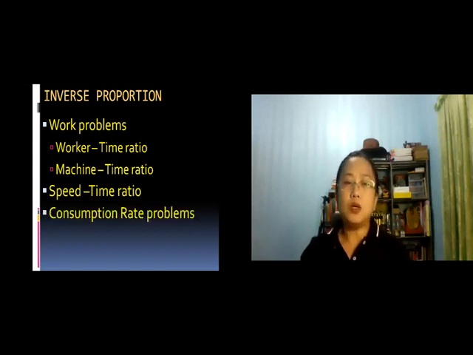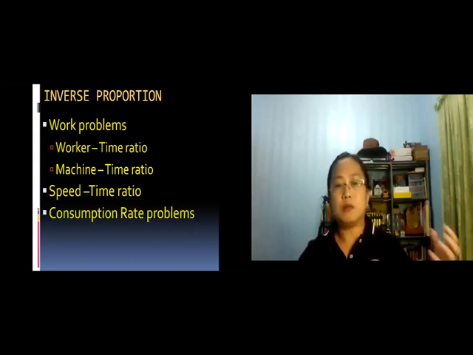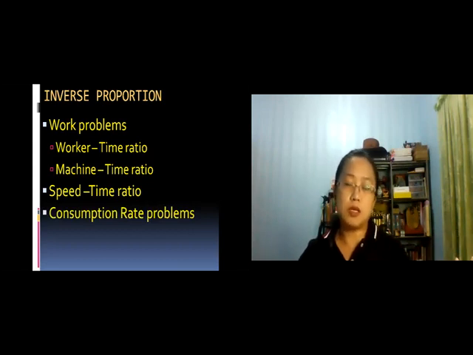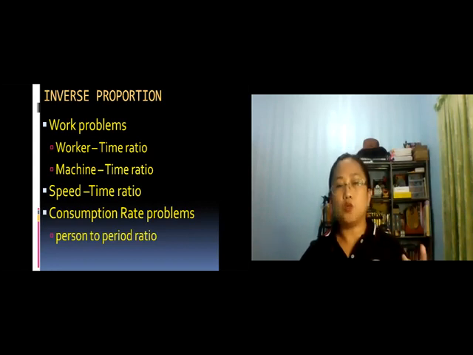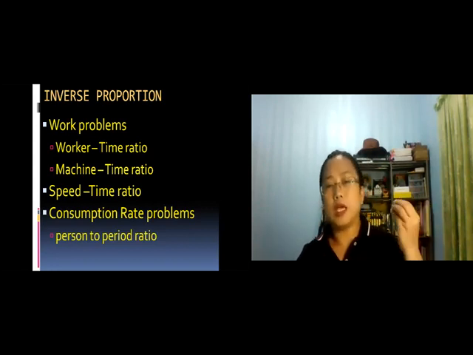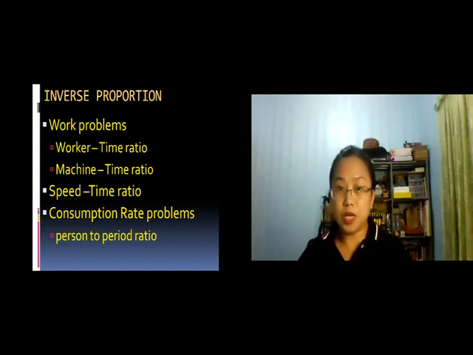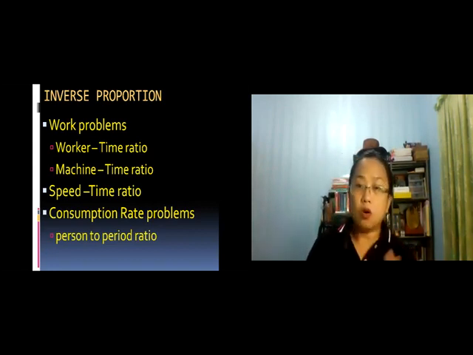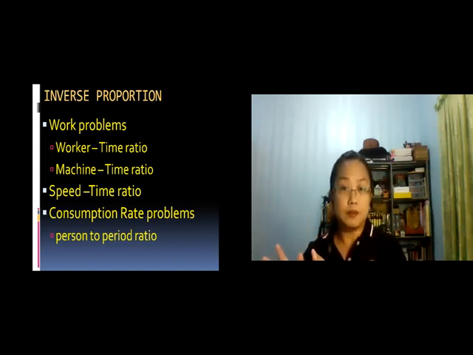Okay? Another one would be a consumption rate problem. Ano yung consumption rate problems? This would involve two quantities. And what are these two quantities? The number of persons and the period it would take. So, yung bilang ng tao at gaano katagal.